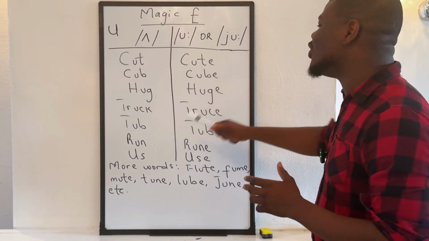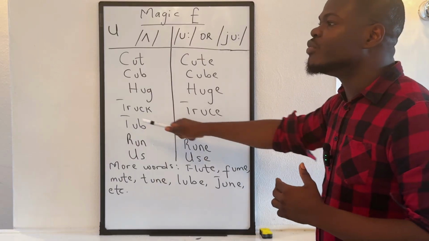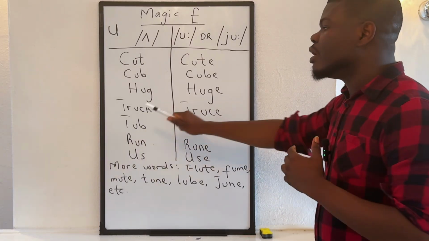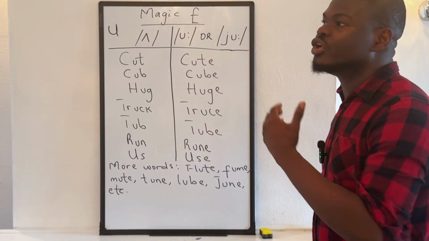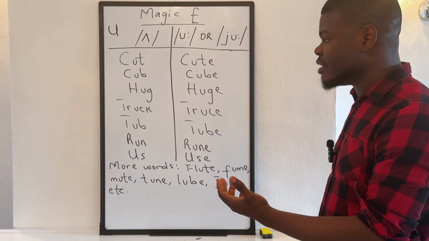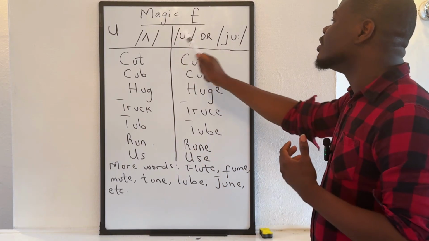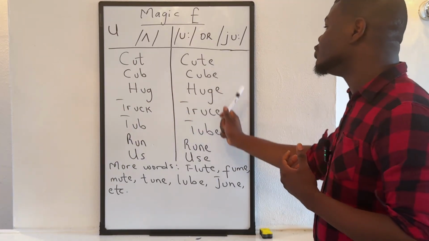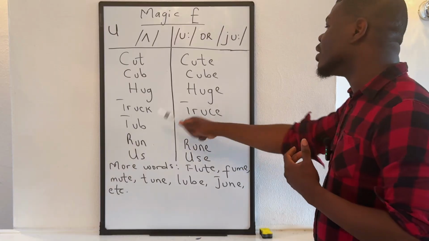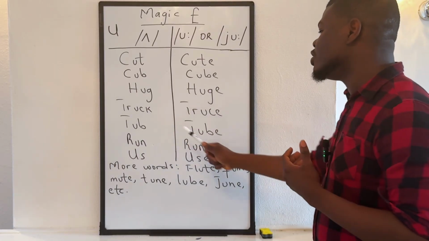So truck, we've got truce. Tub, we've got tube. Run, we've got rune. Us, we've got use. Yeah? Cut, cute, cub, cube, hug, huge, truck, truce, tub, tube, run, rune, us, use.